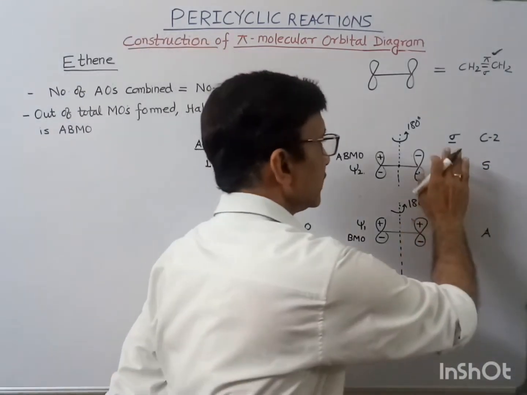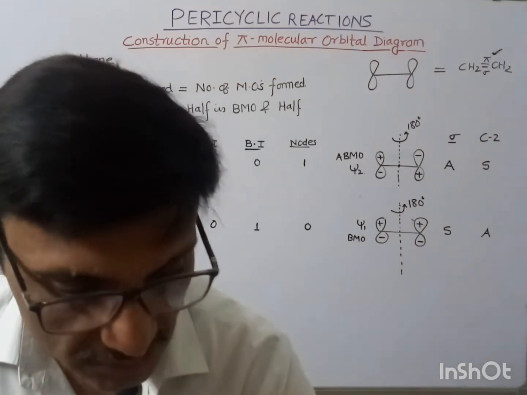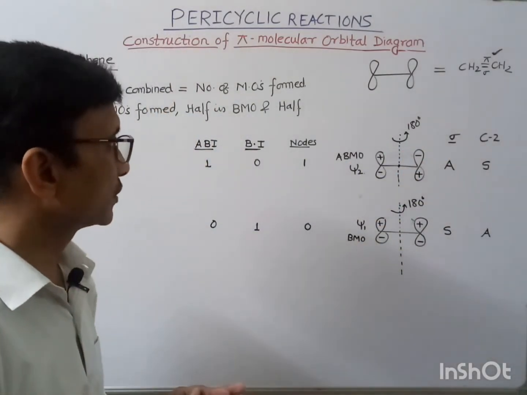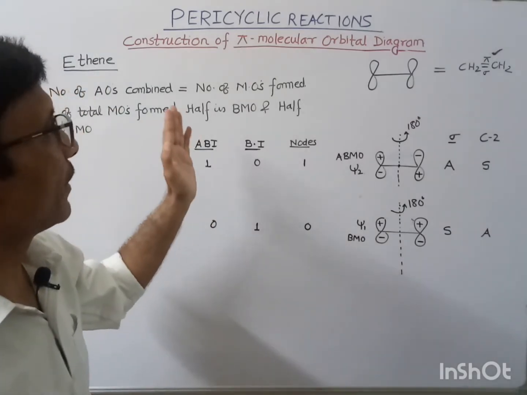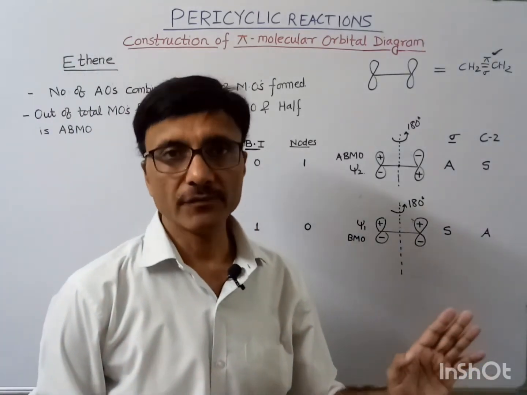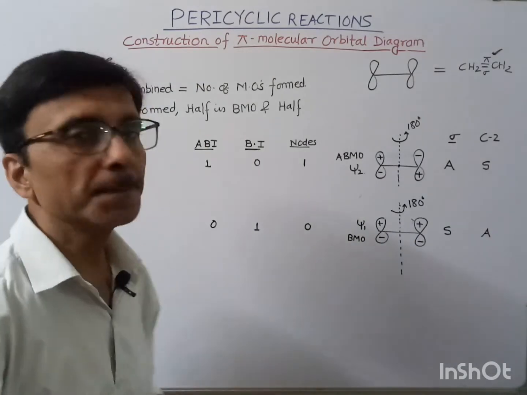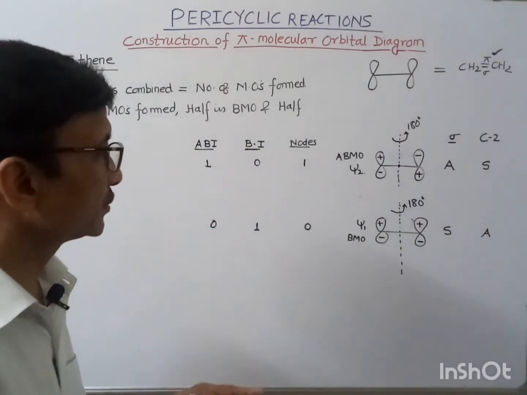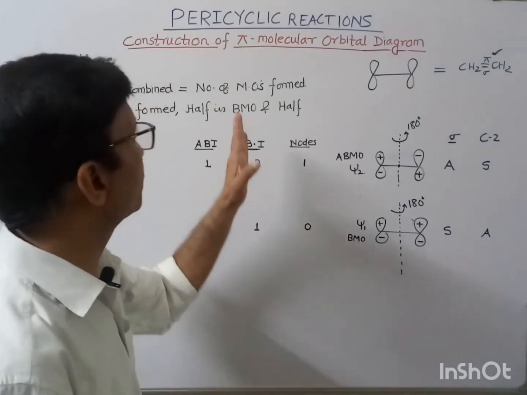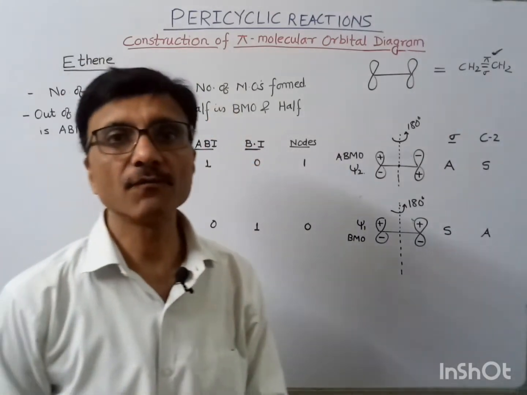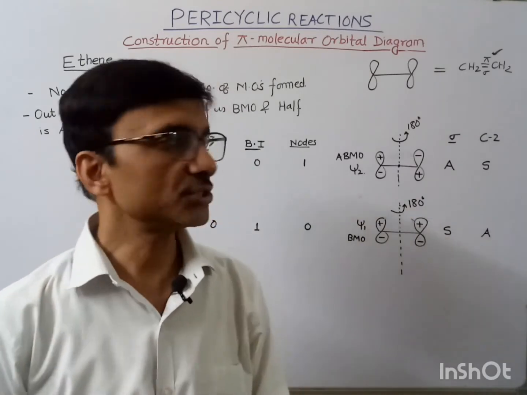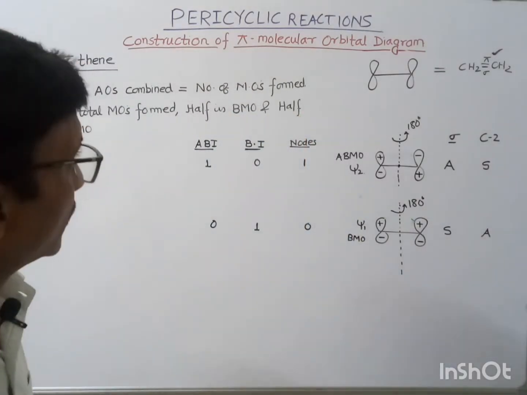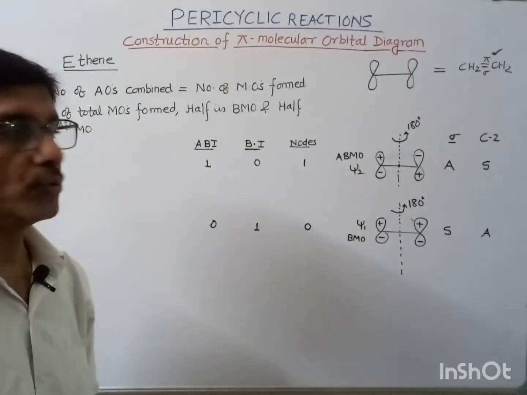So these are some important symmetry elements that we should consider while drawing the pi molecular orbital diagram, or while we discuss electrocyclic reactions or cycloaddition reactions. Okay, so this is the simplest molecular orbital diagram, for the ethene system. Now let me draw the pi molecular orbital diagram for butadiene.